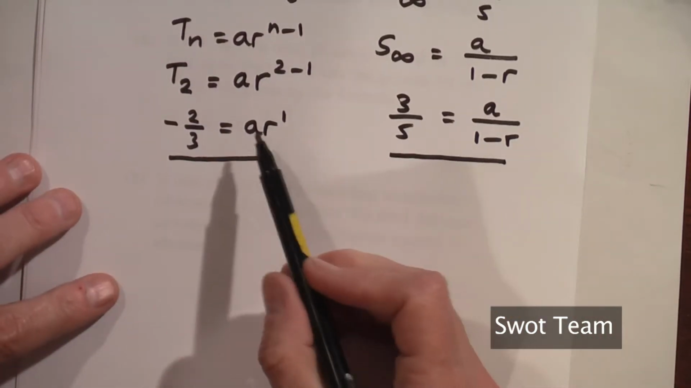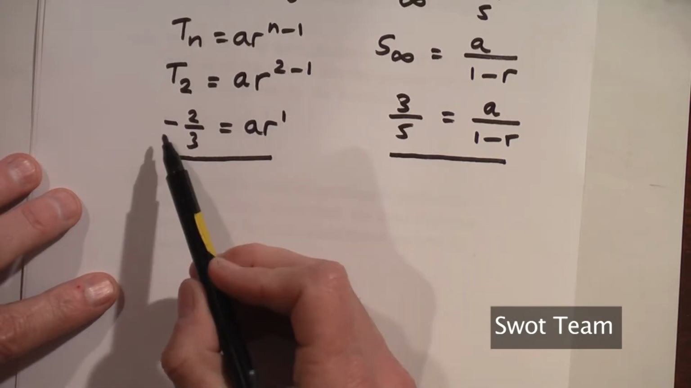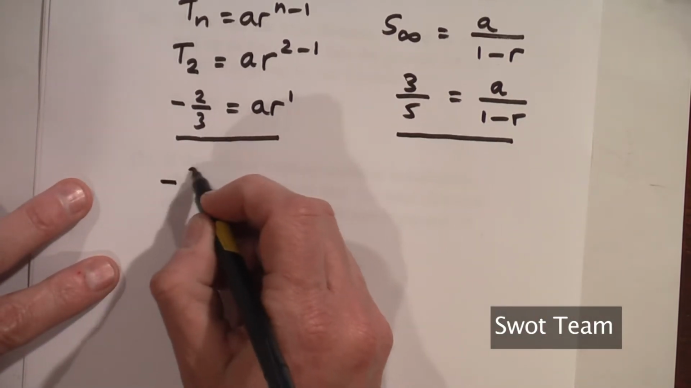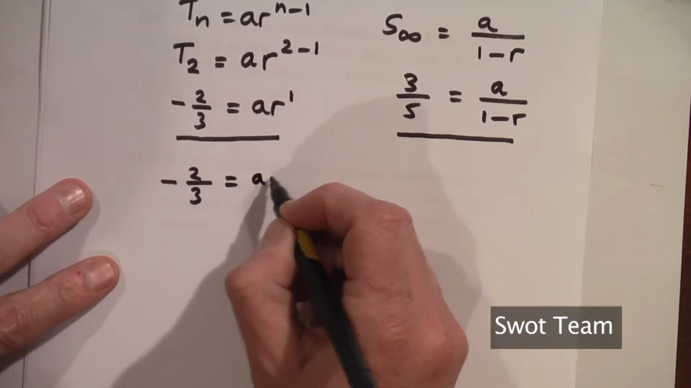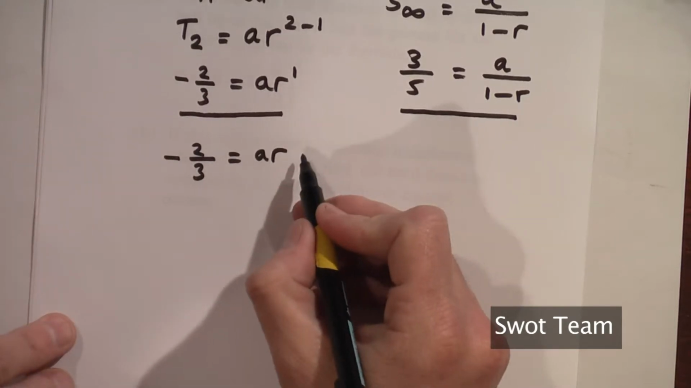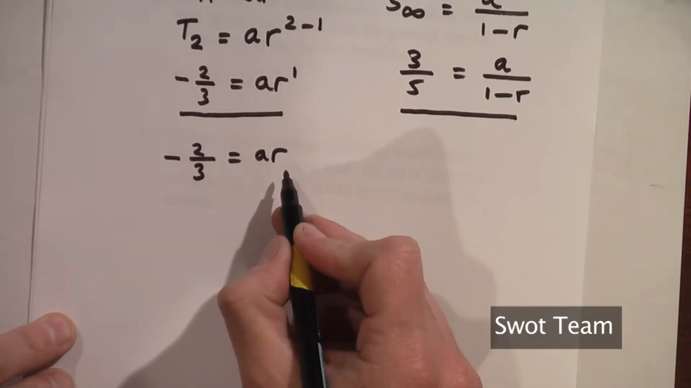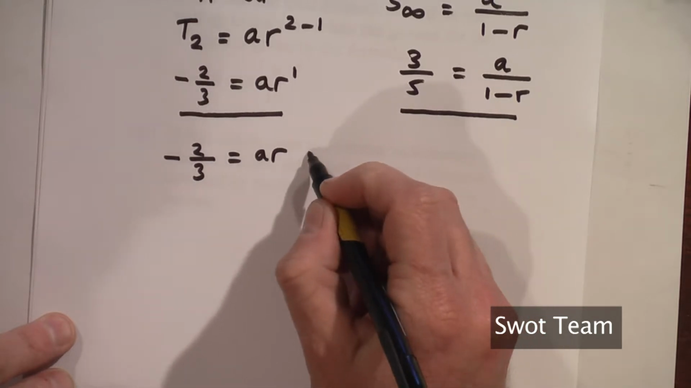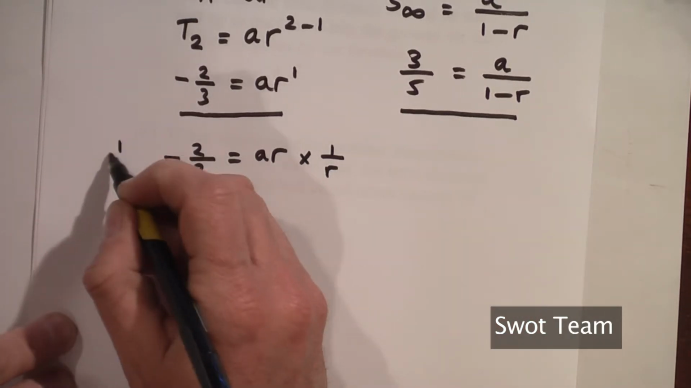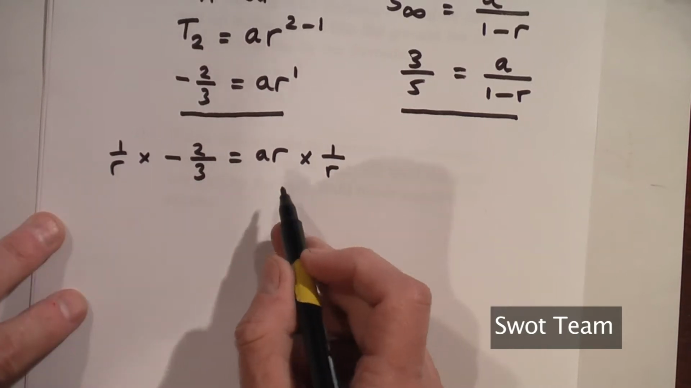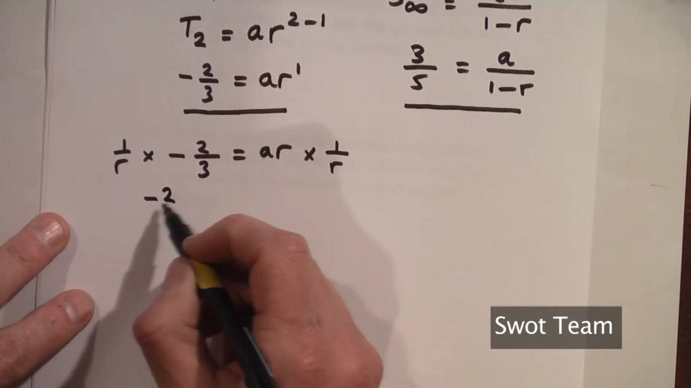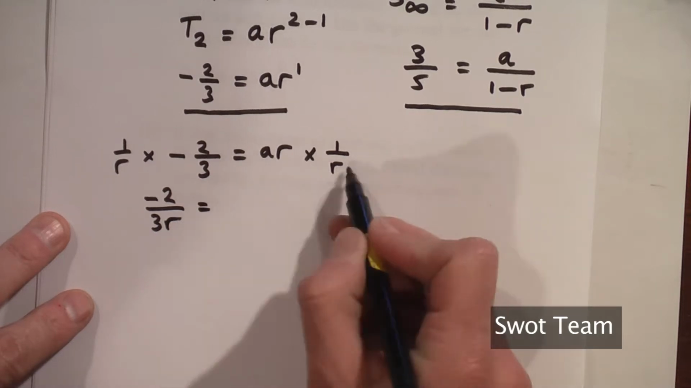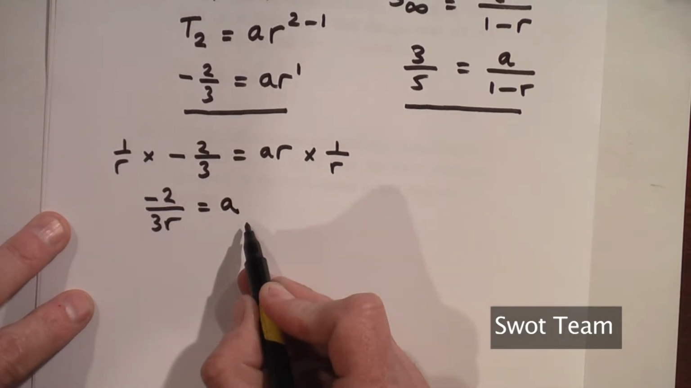What I could do is, if you look at this, I've got AR equals minus 2/3. Now, there's many ways you can approach this. What I'm going to do is make A the subject of the formula. You'll see now why. If I divide both sides by R, now careful, this would be the same as multiplying by 1 over R on both sides. This is equivalent to negative 2 over 3R, which gives me A. So there's something for A.